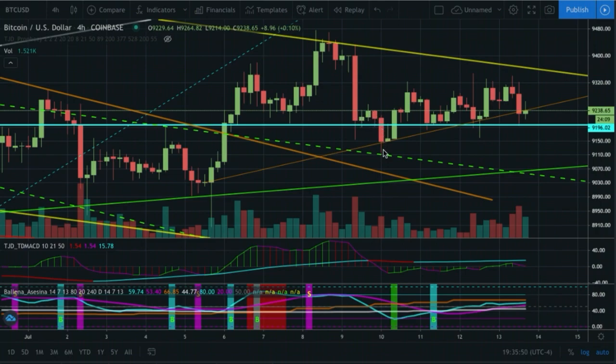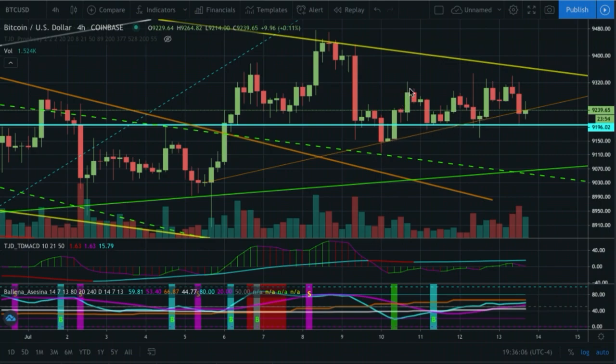Just like we had said, we expected to come down here to the heart line, which it did. Came down exactly and tagged the heart line perfectly, and then found support. And then you'll notice from that point we started to form this inside trend line.